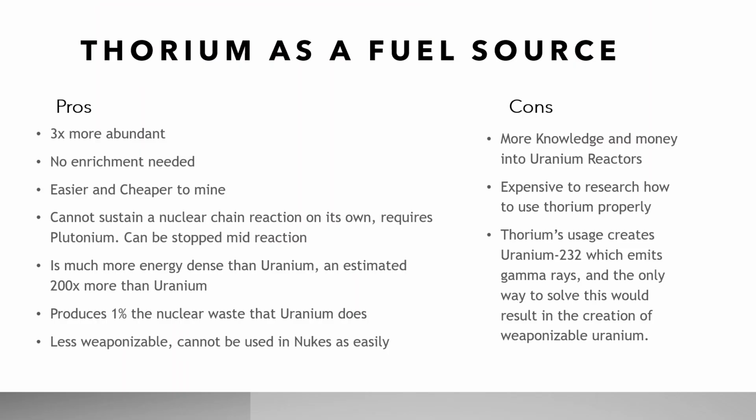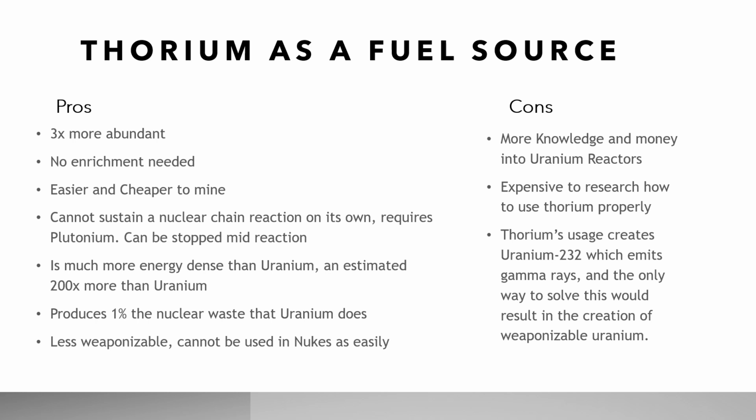Thorium as the fuel source has many pros. It is 3 times more abundant, there's no enrichment needed, and it's easier and cheaper to mine. Thorium cannot sustain a nuclear chain reaction on its own. It requires plutonium, and therefore it can be stopped mid-reaction, which is good for safety. It is more energy dense than uranium, an estimated 200 times more dense. And 1 ton of thorium is equal to roughly 3.5 million tons of coal.